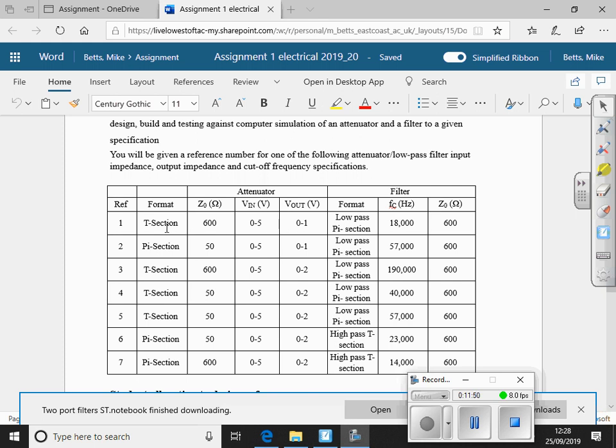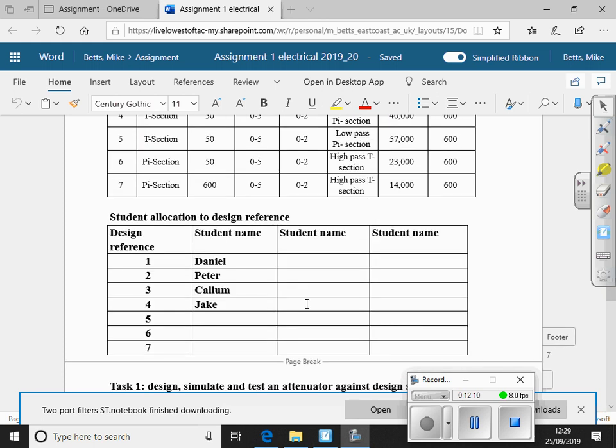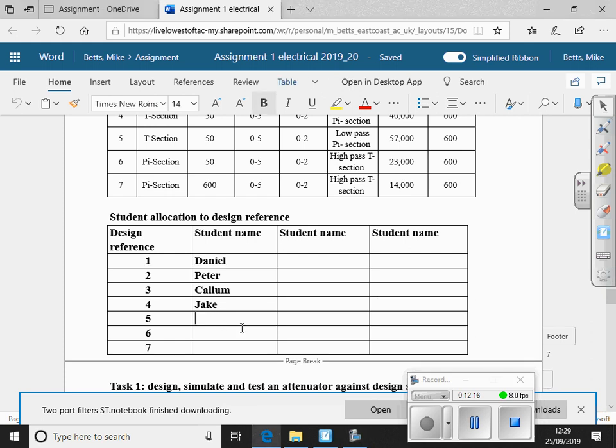So if you're given number 1, you're going to make an attenuator with a ZO of 600 ohms, V in 0 to 5 volts, V out 0 to 1 volt. And you're also going to make a low pass pi section filter, cut off 18k, impedance 600 ohms. So there's 7 of them, and I'll put your names up against 4 of them. Who have I missed? Kieran.